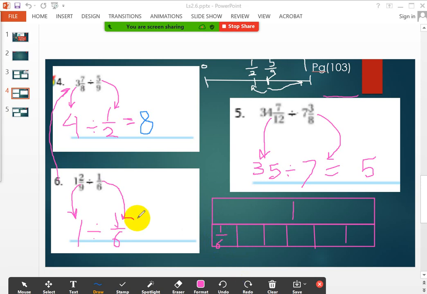Now, to know the answer when I want to divide a number by a fraction, I have to count the number of parts. 1, 2, 3, 4, 5, 6, 7. No, it's 6, not 7. Count again. 1, 2, 3, 4, 5, 6. So it equals 6. Very good. So the answer is 6. Thank you so much.